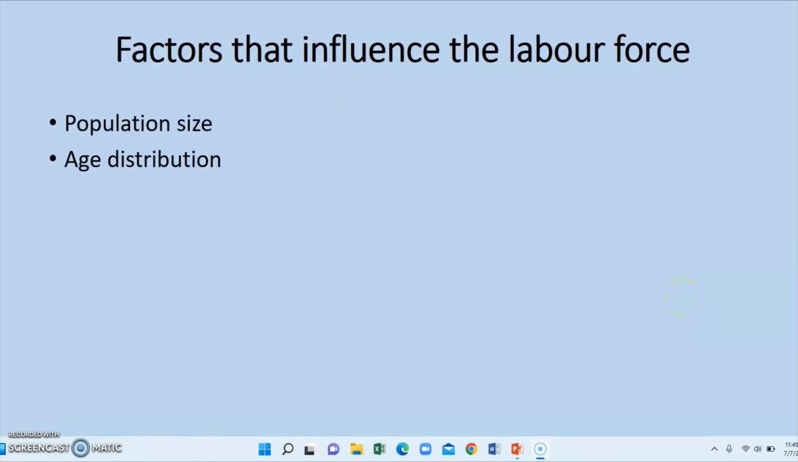Okay, now let's talk about factors that influence the labor force of a country. The first is population size. A higher population size will mean a higher labor force. Likewise, a lower population size will mean a lower labor force for the country. Then the next factor, we have age distribution.